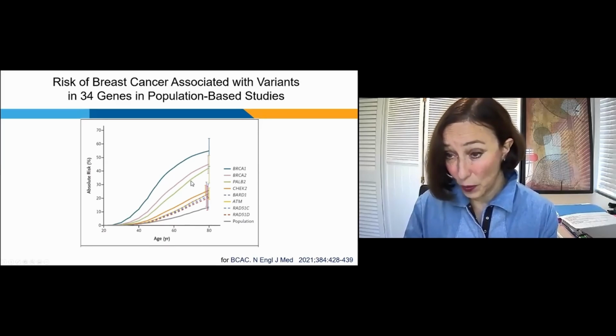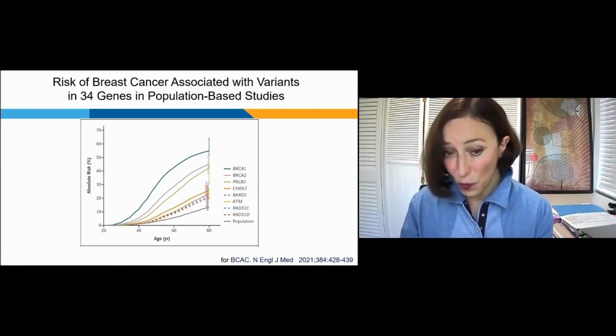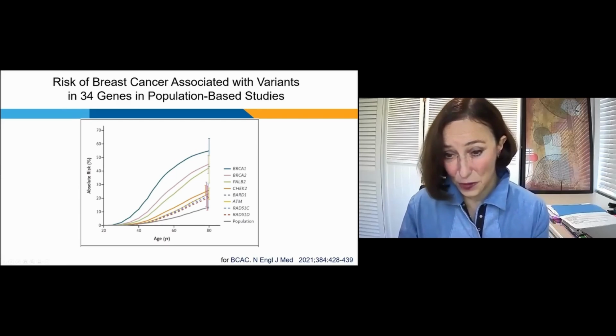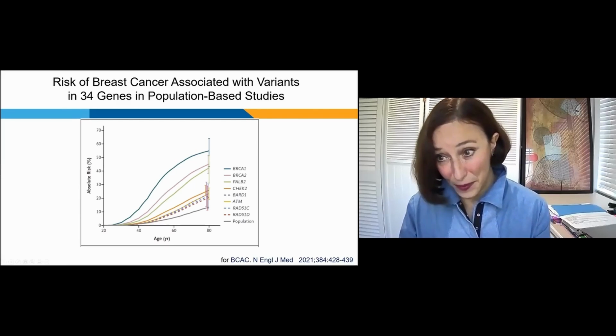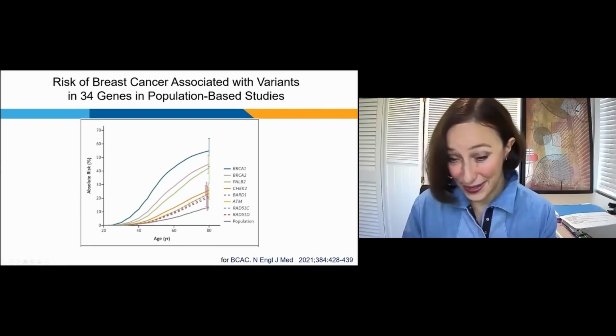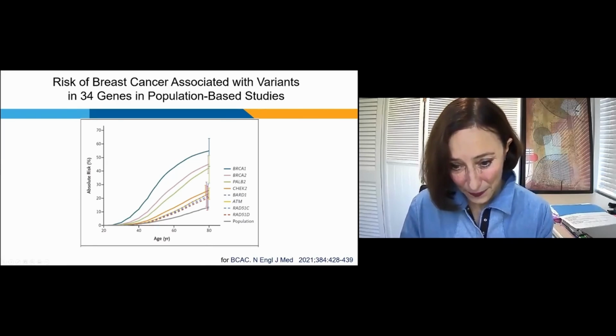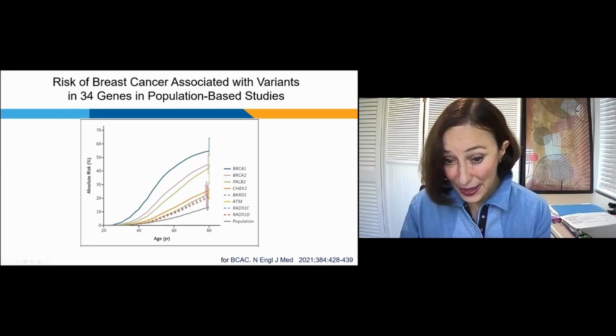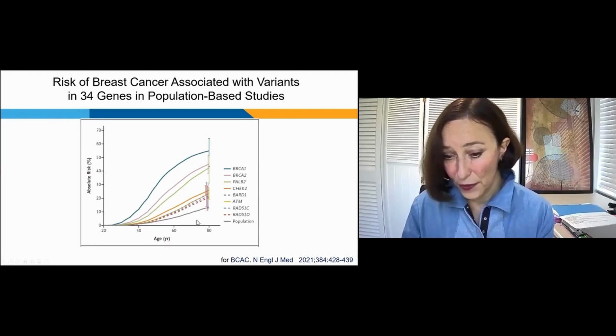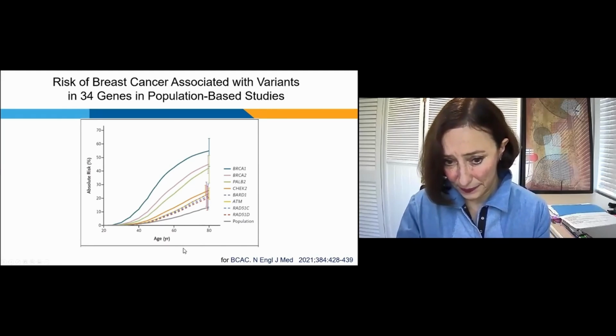PALB2 is a gene that's gotten more attention in the New York Times lately. It's more like BRCA1 and 2, and that makes sense because PALB2 was always the pal of BRCA2. It was discovered here at Dana-Farber by David Livingston, and they named it. And then RAD51C and D somebody had asked about, and those are genes that in breast cancer are here. They're more ovarian cancer genes.